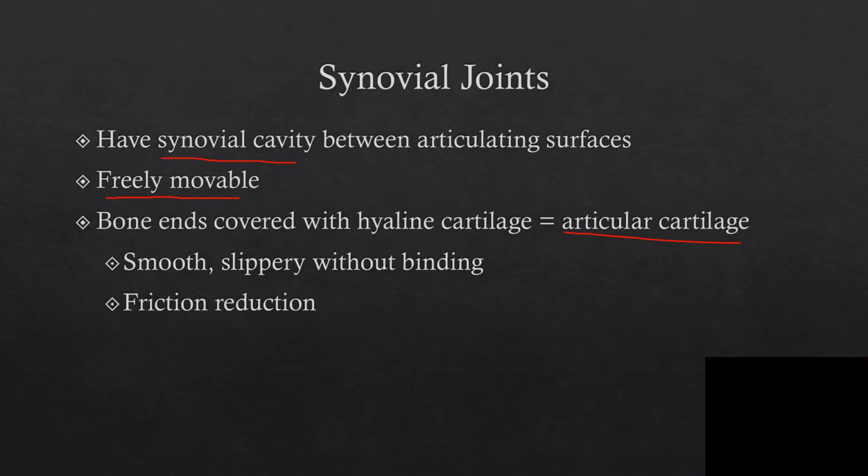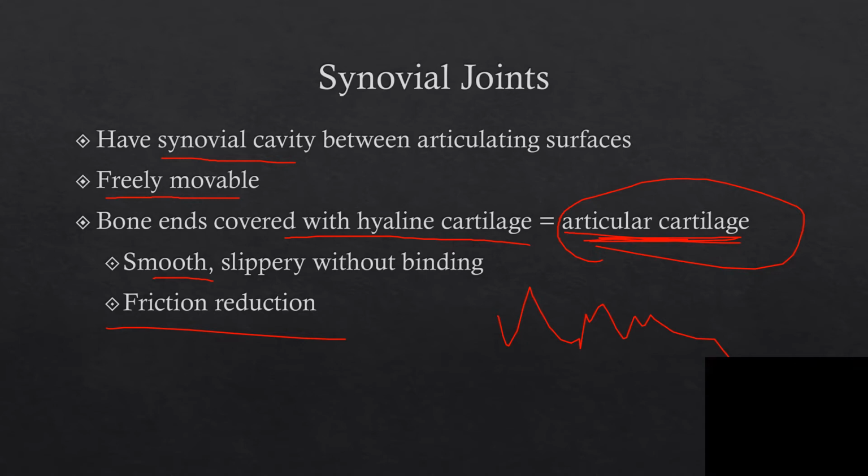So the bone ends in a synovial joint are covered with hyaline cartilage, which we know as articular cartilage. Again, the cartilage is both smooth and slippery. It doesn't allow binding. There's a separation between both ends of the articular cartilage, and the smooth articular cartilage as well as the synovial fluid reduces friction. One of the problems we get in arthritis, osteoarthritis, is that articular cartilage gets worn away, and as a result, instead of being a smooth, slippery surface, it becomes a rough, grindy articular surface, and that's the grindiness we get with osteoarthritis.